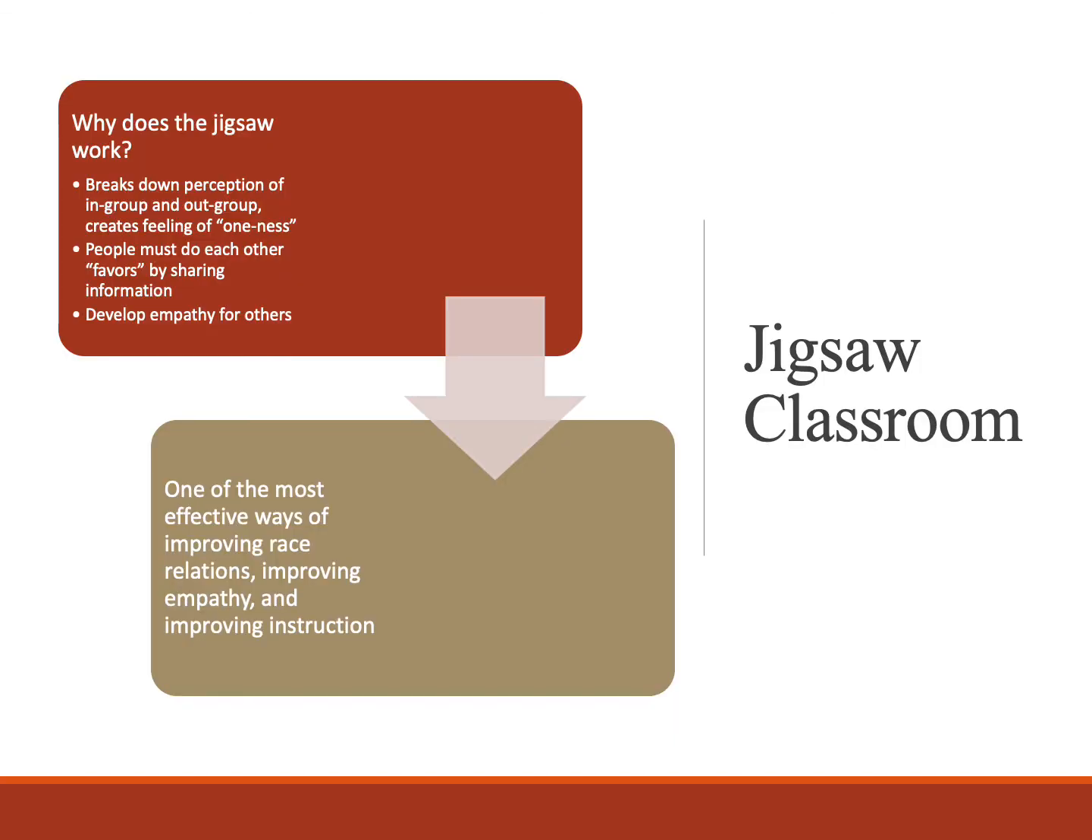And again, why does the jigsaw classroom work? Well, it breaks down the perception of the in-group and the out-group, and it creates feelings of oneness, right? People have to do each other favors by sharing information, and they also develop empathy for one another, because they have the shared experience of trying to teach other people, and they understand that it's tricky, okay? One of the most effective ways to improve race relations is by improving empathy and improving instruction, and this has been shown in the jigsaw classroom. Okay, so that's the end of this chapter looking at prejudice.